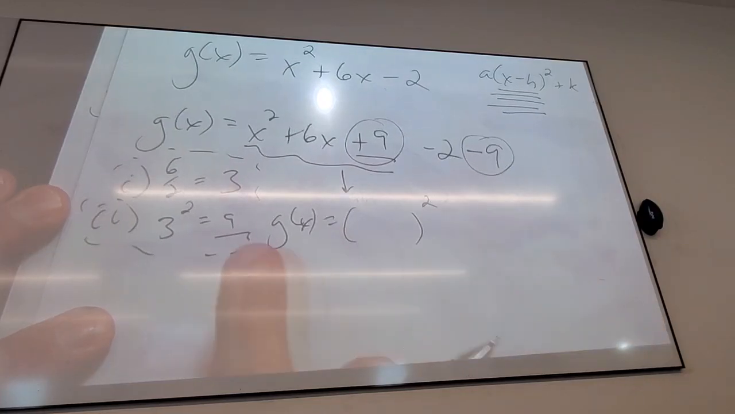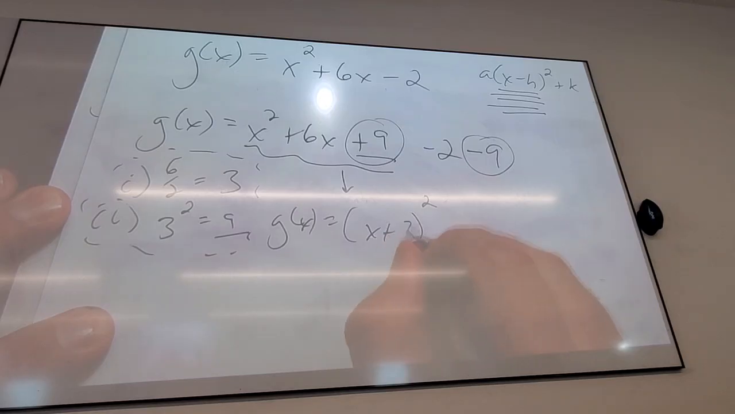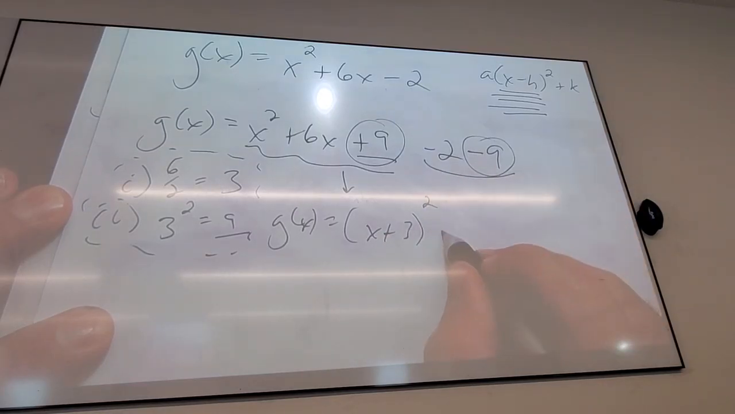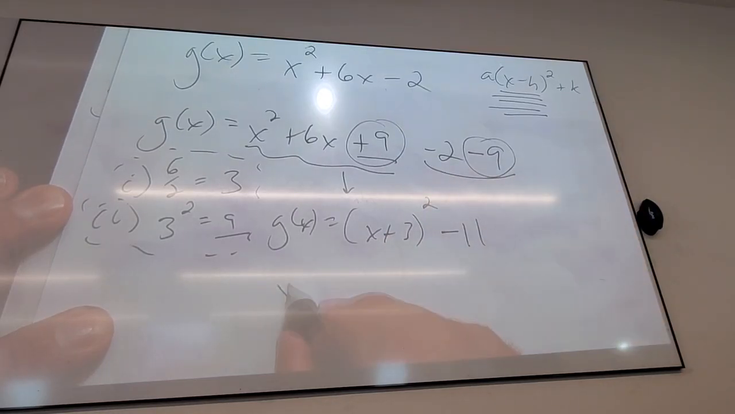That was fun. Remember this? Yeah. This tells me how to factor. And what's negative 2 minus 9? What's the vertex? Oh, shoot.